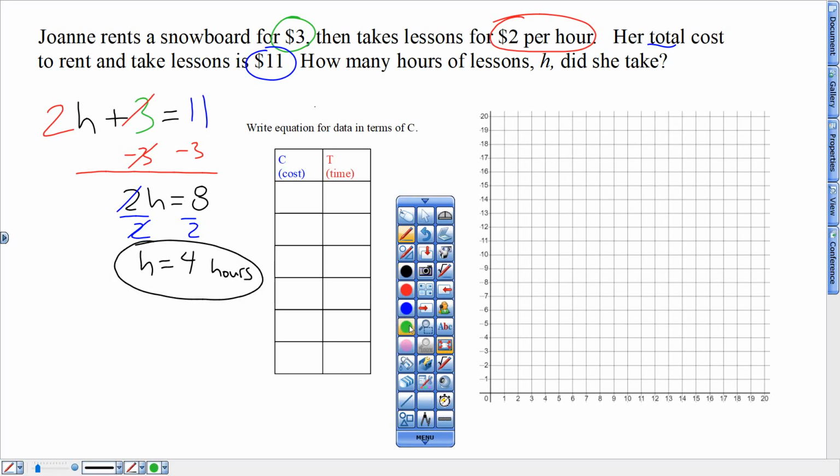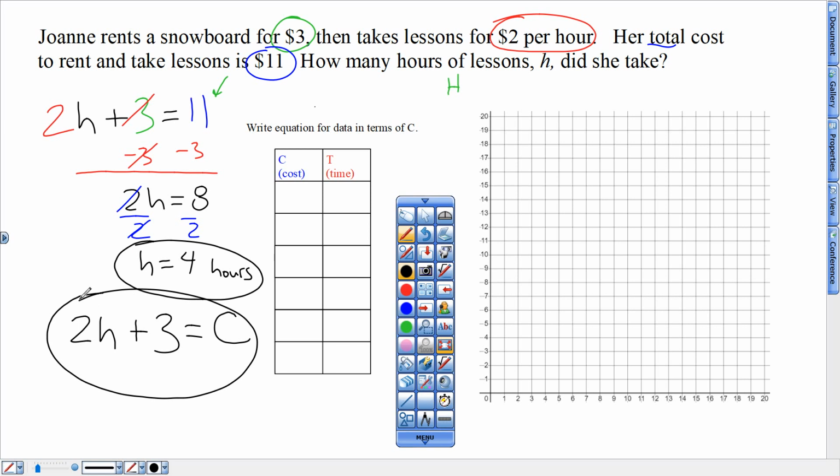I need you to know this though. I could replace this 11 with the variable C and make this an equation. So my equation is 2h plus 3 equals C for cost right there. Total cost. All right, for my equation, there it is. I'd like you to make a table.